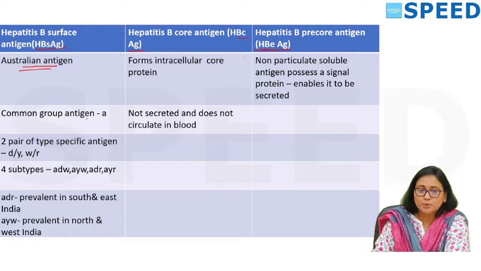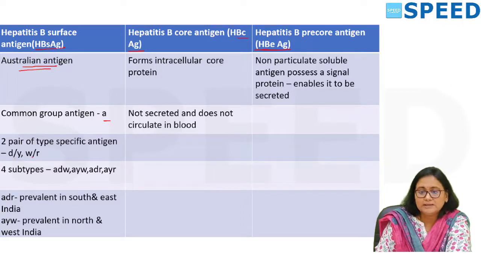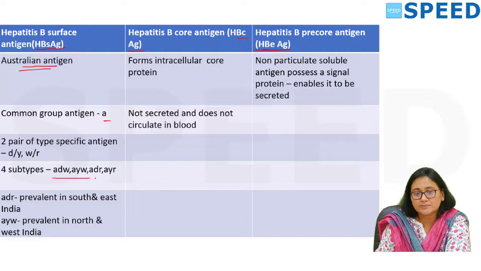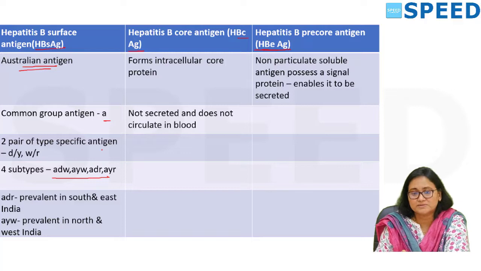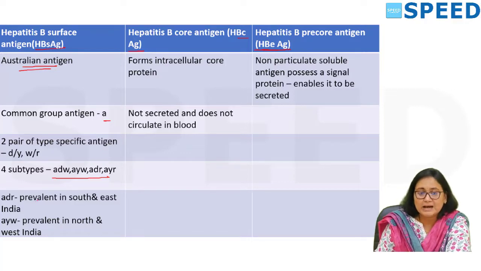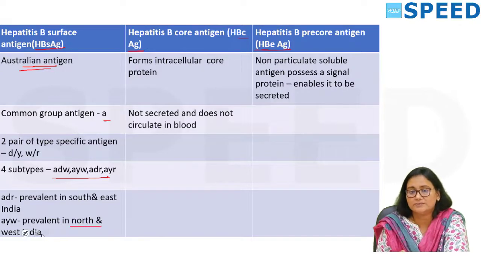And it has a common group antigen A and 2 pairs of type specific antigen like D/Y and W/R, and leads to 4 subtypes, that is the combination of these. So ADW, AYW, ADR, AYR, these are 4 subtypes which form by combination of common group antigen and type specific antigen. ADR is prevalent in southern and eastern parts of India, whereas AYW is prevalent in northern and western parts of India.